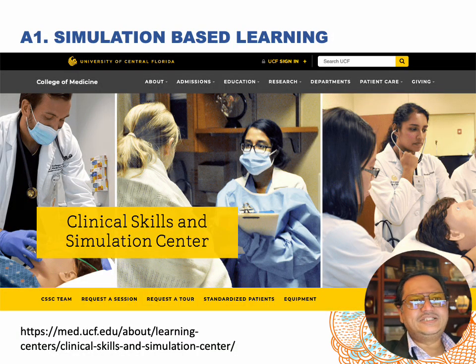So simulation-based learning, I mentioned mannequins before. Many centers, including my center, University of Central Florida College of Medicine, have a clinical skills and simulation center. The center has multiple exam rooms. Now these are students who are in the preclinical area right now, and they have not really gone into clinics. And you're preparing them to get to clinics so that they can perform the best in clinics and also learn the best in clinics.